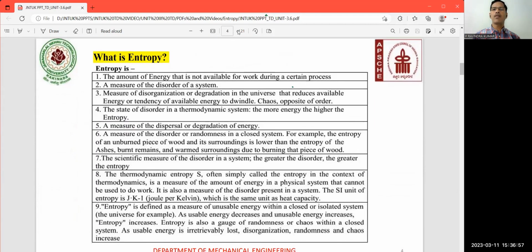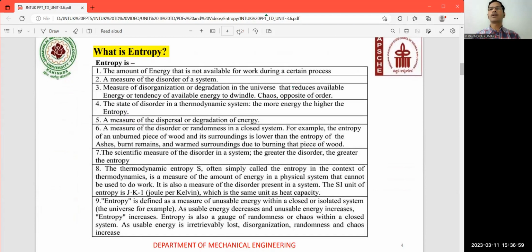Now, everyone has to ask a question: what is meant by entropy? Why do we have to study entropy? What is the distinction between energy and entropy? Energy is a conserved property, but entropy is a non-conserved property. Energy is connected to the first law of thermodynamics, and entropy is connected to the second law of thermodynamics.